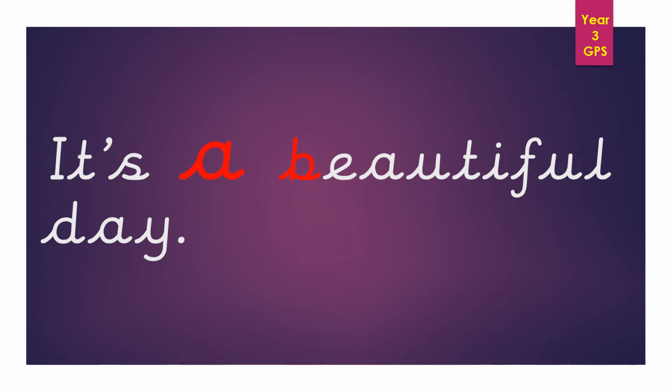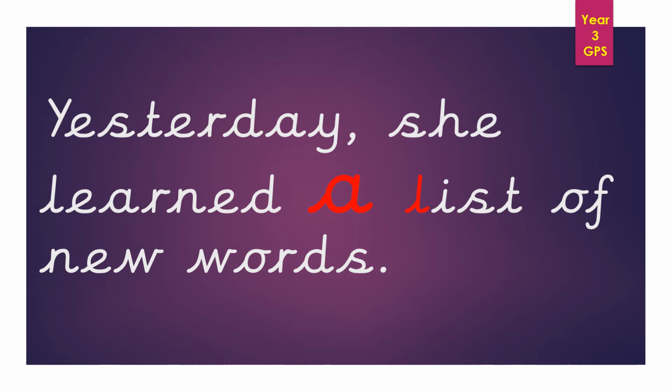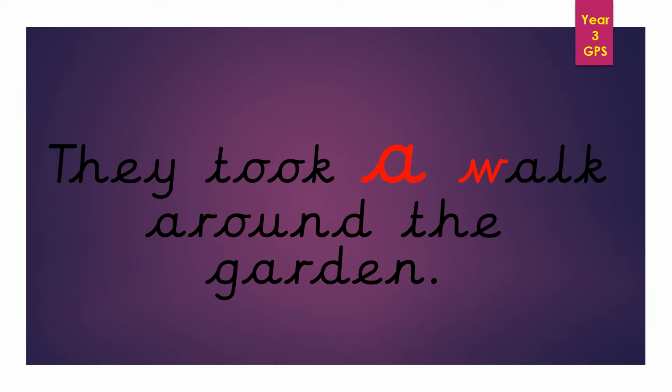It's a beautiful day. The adjective beautiful doesn't begin with a vowel or a vowel sound, so we use the word a. She's a complete disaster. That adjective complete doesn't begin with a vowel or vowel sound, so we need the word a. Yesterday, she learned a list of new words. The noun list doesn't begin with a vowel or vowel sound, so we need the word a. They took a walk around the garden. The word walk doesn't begin with a vowel or vowel sound, so we need the word a.